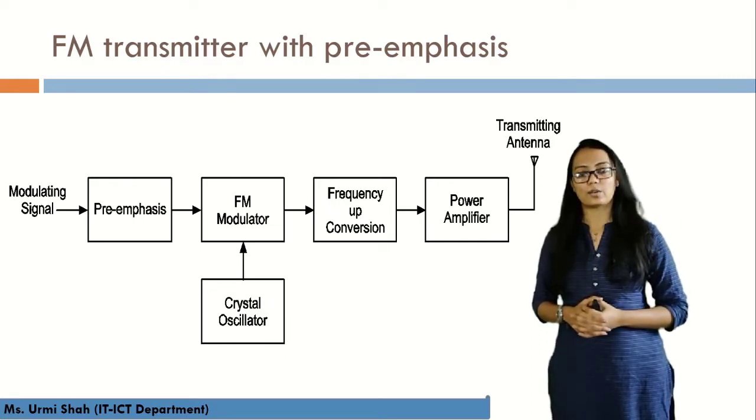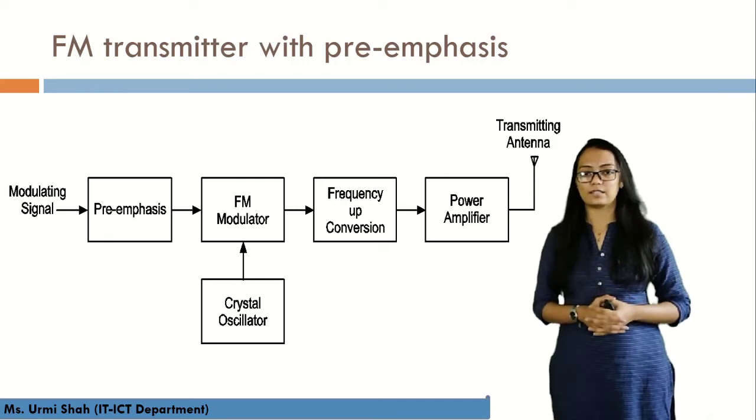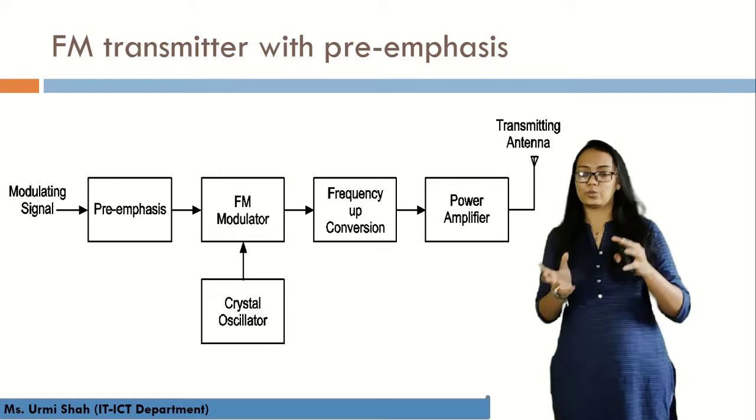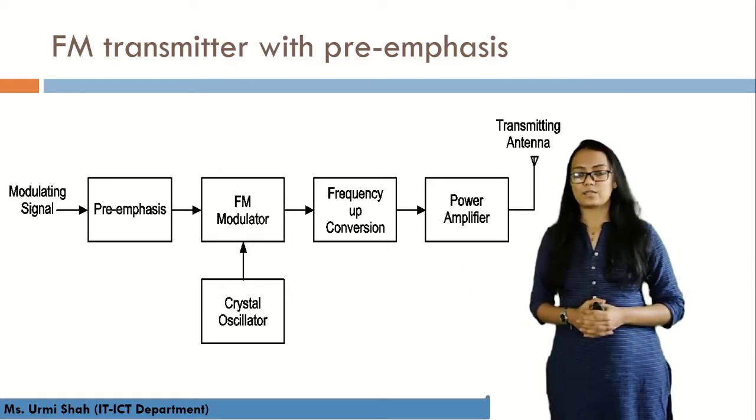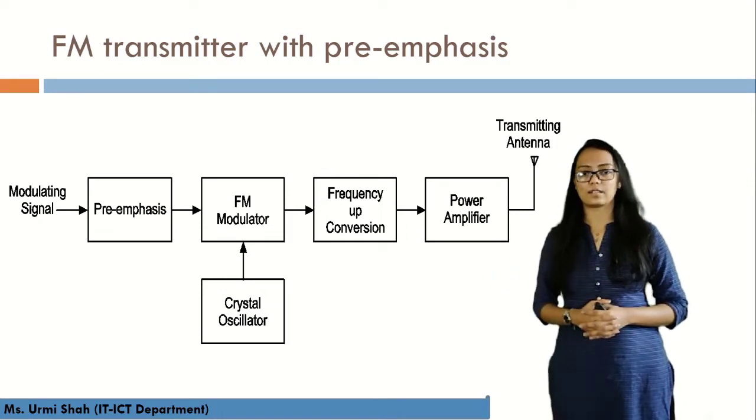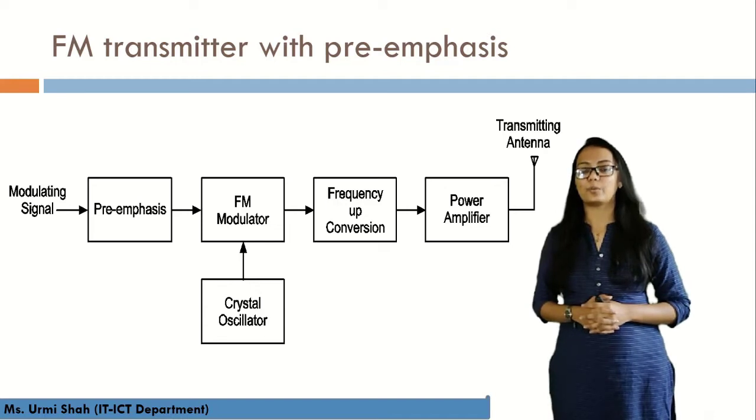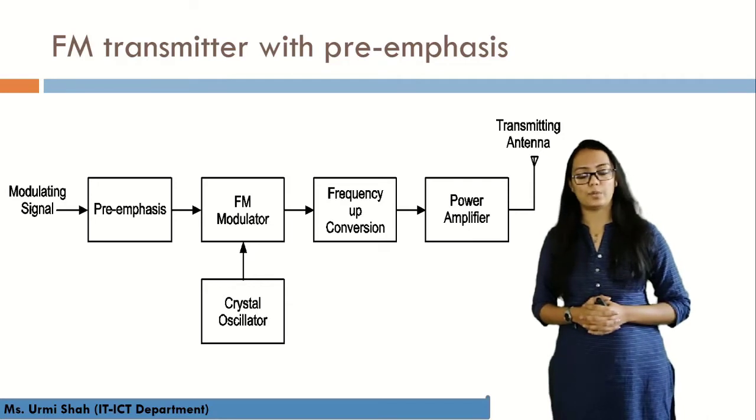Then it will be passed on to the power amplifier. The power amplifier is going to carry this frequency up converted signal to the antenna circuit. Now this transmitting antenna is going to transmit our FM modulated signal towards the receiver end. So this is how the FM transmitter with pre-emphasis circuit works. This is the basic block diagram for the pre-emphasis module included in the FM transmitter block.